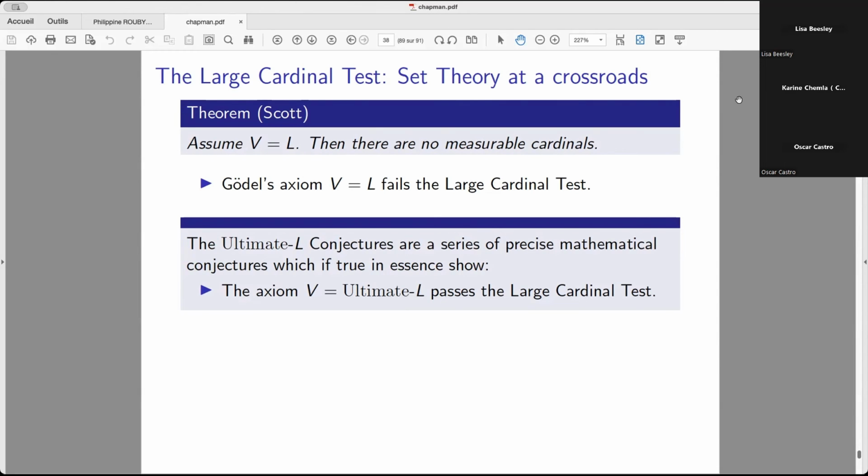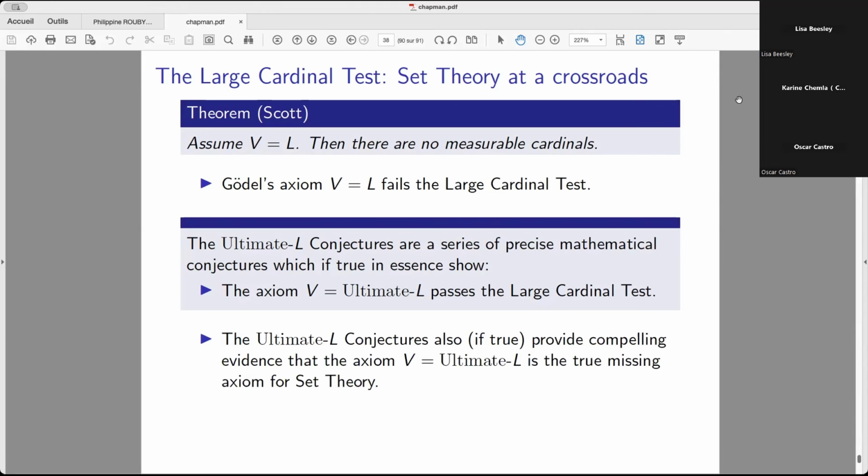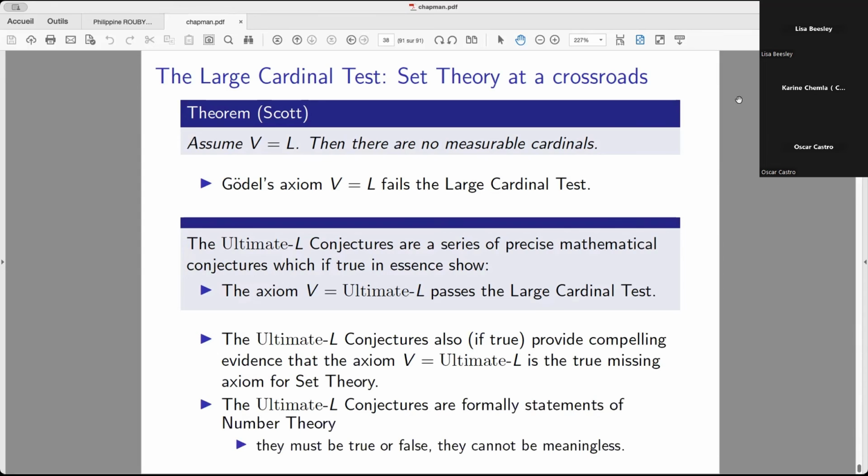The ultimate L conjectures also, and I'll be controversial here, if true, provide compelling evidence that the axiom V is equal to ultimate L is the true missing axiom for set theory, and that we'll just dispense with this ambiguity that's been created by Cohen's method of forcing. The ultimate L conjectures are formally statements of number theory. I just said that. They must be true or false. They cannot be meaningless unless you're going to challenge truth in number theory.